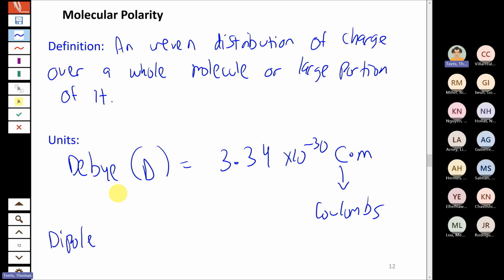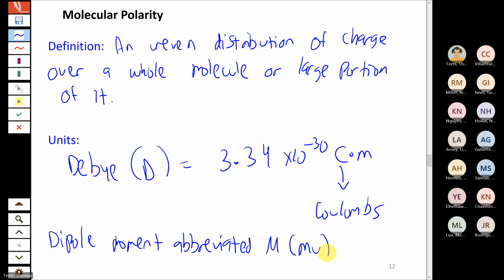And the way that we quantify this is called the dipole moment. So if you wanted to actually quantify how polar something is, you would do that via the dipole moment, which is abbreviated as mu, which I can't write very well. So mu is the dipole moment. All right. So that's how we would measure and quantify it.